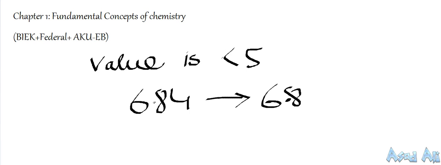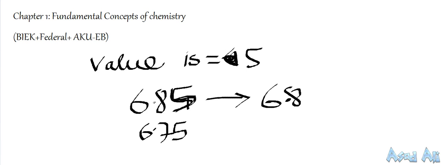Now what happens if the value is equal to 5? If the digit to the left of it is even, in this case it will be retained. Now if it is not even, like 6.75, where the left figure is 7, the value will not be retained but increased by 1, and that will become 6.8. So these are the rules of rounding off.